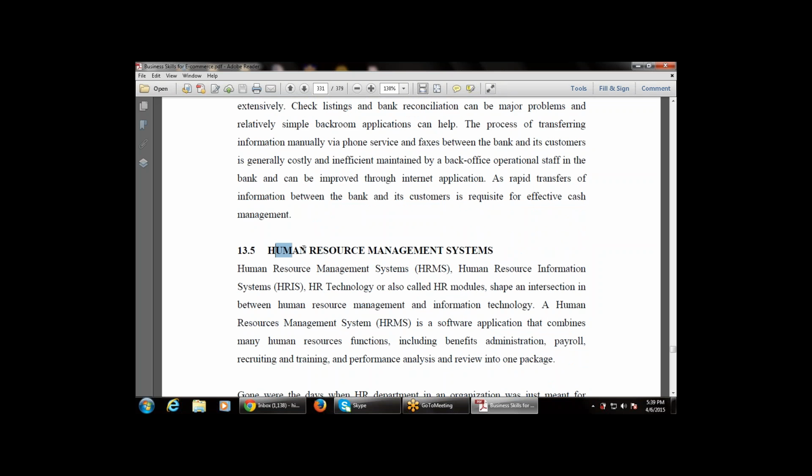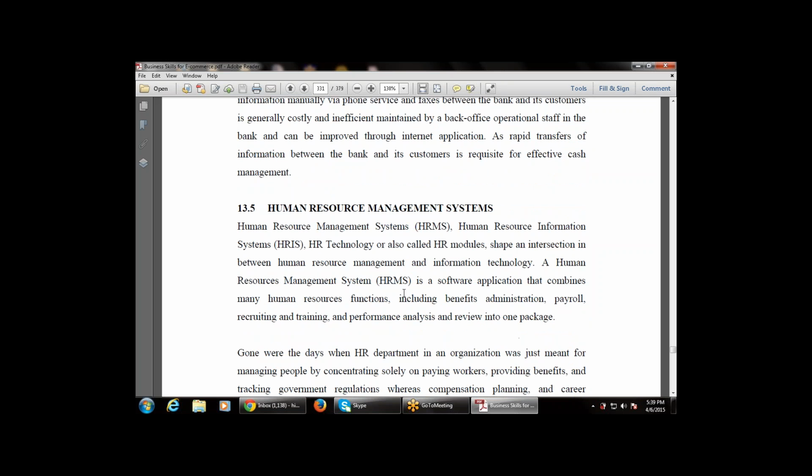The next topic is human resource management system. That is HRMS, or human resource information system, and that is HR technology, also known as HR modules, that shapes the intersection of human resource management and IT. That is, what is the role of IT in managing human resources? That is human resource management and information technology.